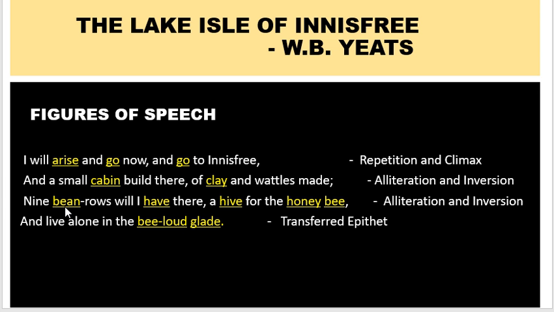In the third line, we can see the sound h is repeated in these words, and that's why it is called alliteration. We can also identify inversion. Here also, instead of writing I will have there, nine bean rows will I have there, we can see that the sentence formation is different, and that's why it is called inversion.